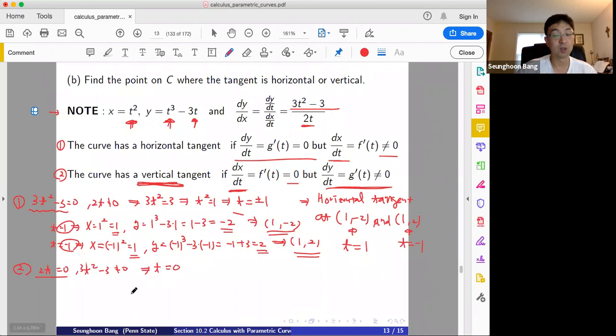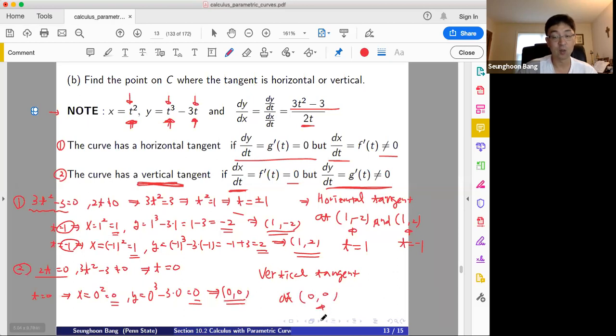Only solve this one. What's t? t is 0. Only plug 0 into x and y here. X is 0 squared, 0. Y is 0 cubed, minus 3 times 0, is also 0. So what does it mean? We have point (0, 0), right? Point x component 0, y component 0. What does it mean? We have a vertical tangent line at the point (0, 0). So in this case, the t value is also 0. So this is the answer of the second question. We have it like this.